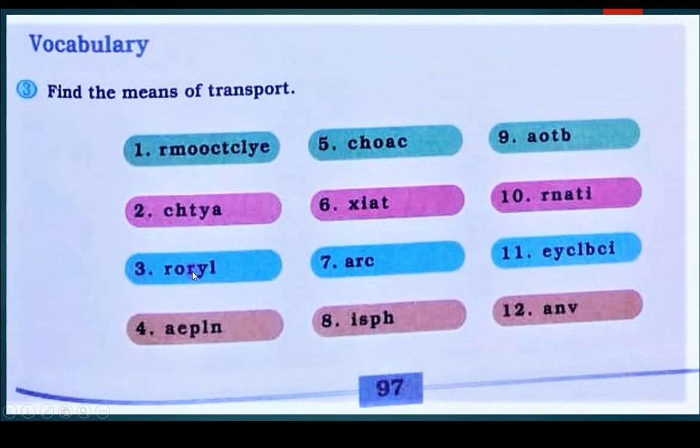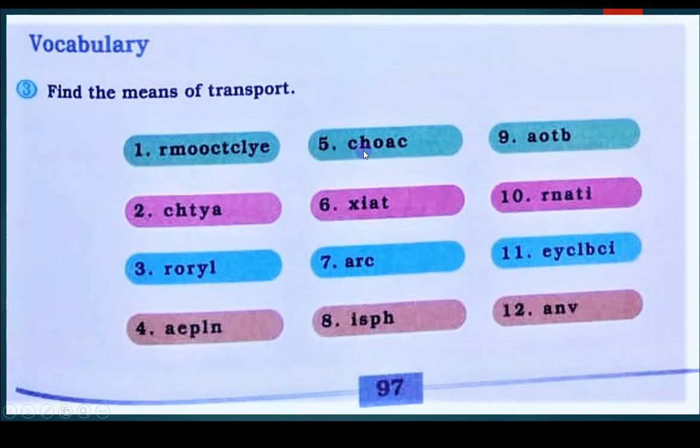3. What do you think? Which means of transport is this? This is lorry. شاحنة اللي كنا شفنا. 4. This is a plane. طائرة. Plane. Okay? Plane.